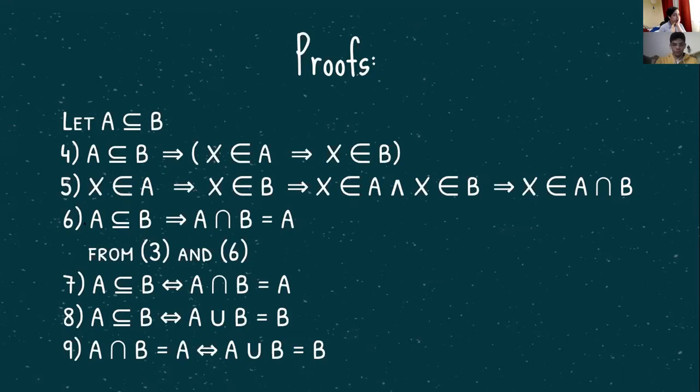So putting these two points together, I can say that A subclass of B implies that A intersection B equals A. This is just because from here I can work backwards from this step. X belongs to A intersection B means that X belongs to A and that X belongs to B, which means that X belongs to A. So here I have that A intersection B equals A, and this is based on the assumption that A is a subclass of B. So I have that A is a subclass of B implies that A intersection B equals A.